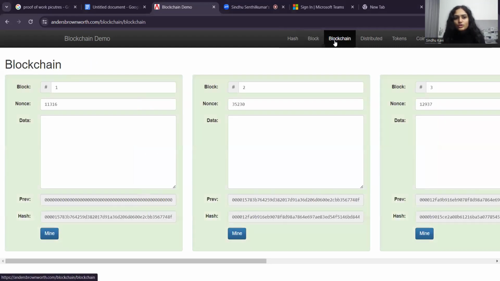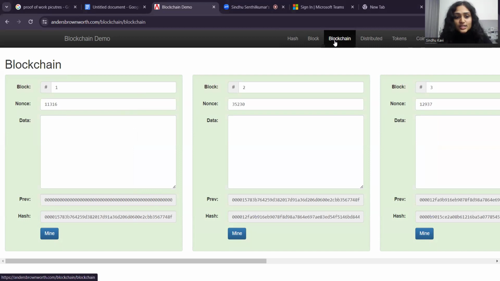Now, moving forward with what a blockchain looks like. A blockchain is a group of blocks which are arranged in a sequential order. All of these blocks in the blockchain are connected to each other through the previous hash.